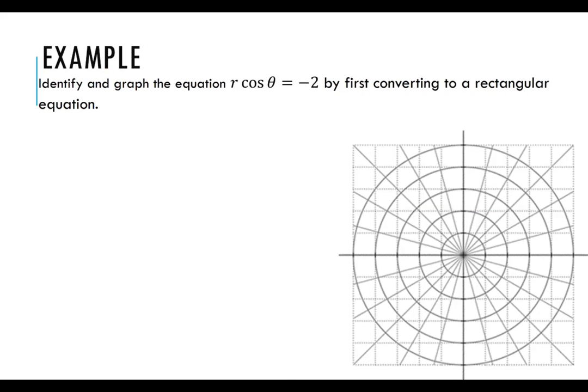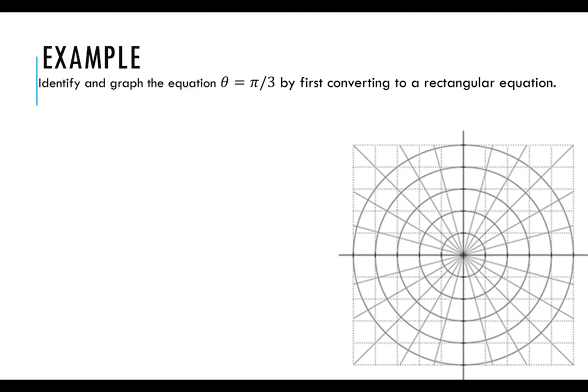Alright. Let's try r cosine theta is equal to negative 2. Well, of course, x is equal to r cosine of theta. And so that means that x is equal to negative 2. X being equal to negative 2 looks like this. This is going to be a vertical line.